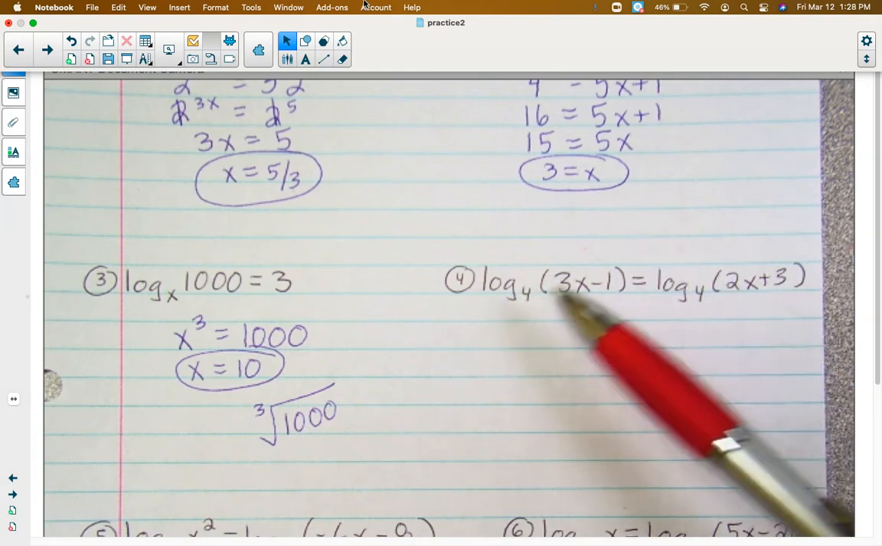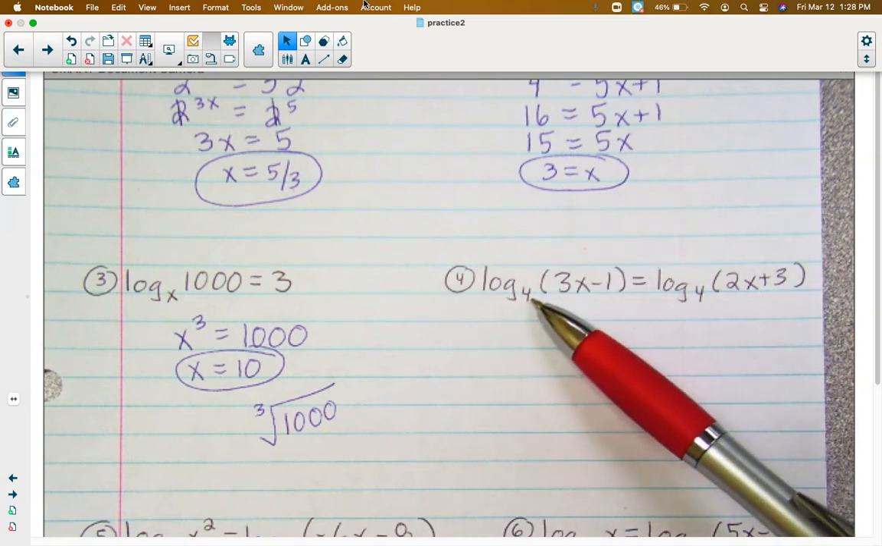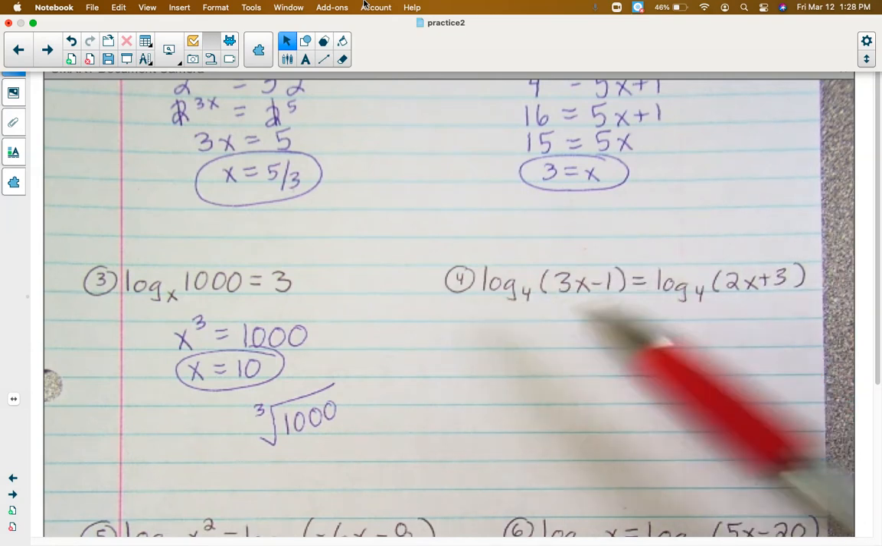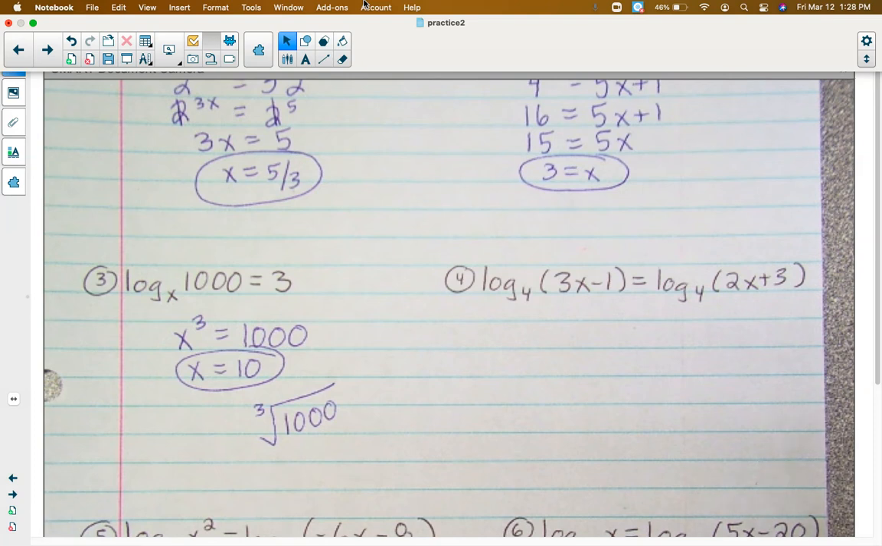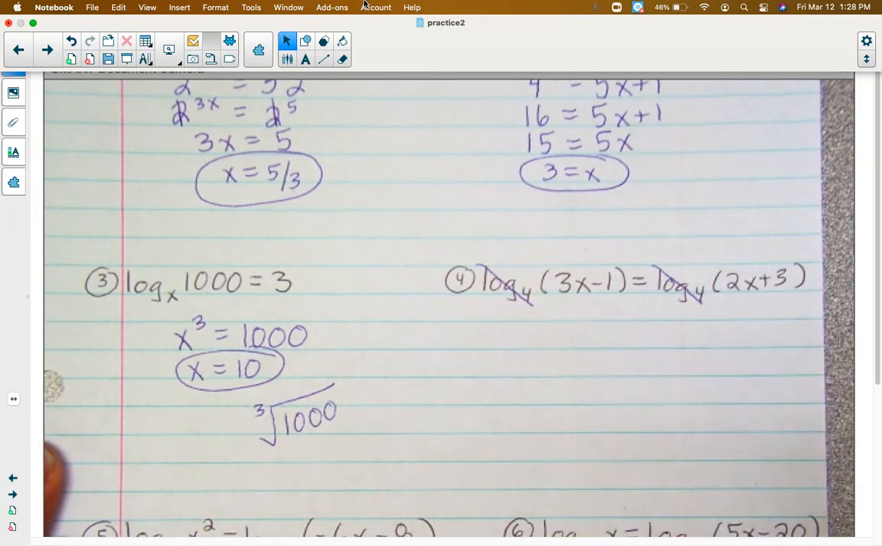If you have a log on both sides of the equation, make sure your base is the same. So I got a base of 4, I got a base of 4. So I have a log on both sides. Those logs are going to cancel. Anytime in math you have the same thing on opposite sides, they are going to cancel. So log 4 cancels, log 4 cancels.